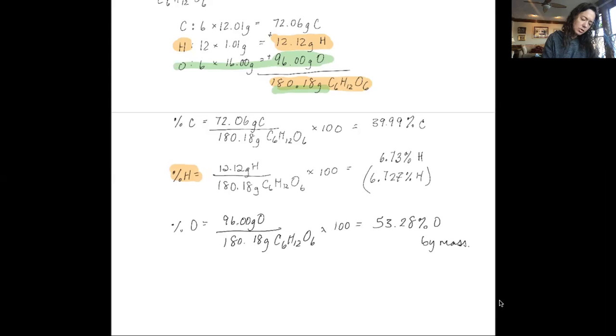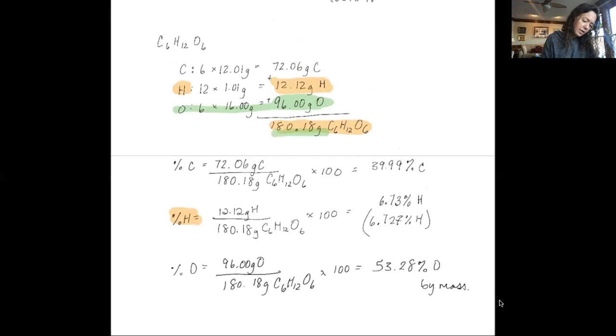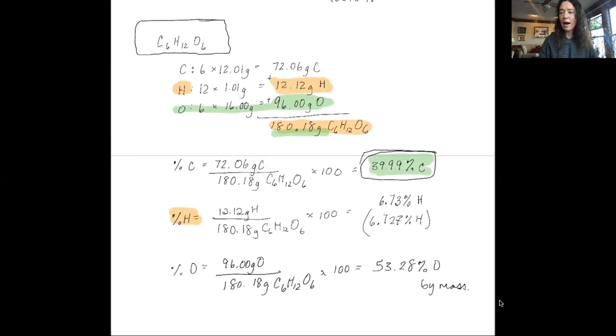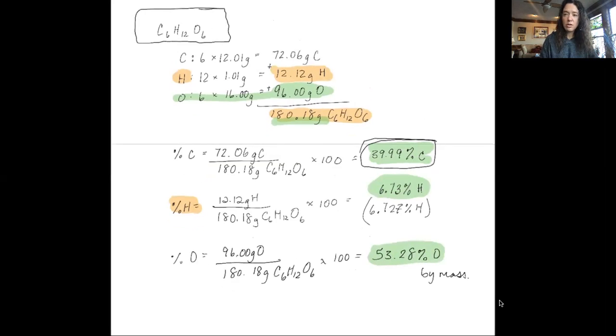All right, now let's apply this. First of all, we have three answers. We now know that, pay attention here, if I have a sample of C6H12O6, 39.99% of that sample will be carbon in terms of its mass. Not the atoms, but the mass. 6.73% of the compound's mass will be due to hydrogen, and 53.28% of the compound's mass will be due to oxygen.